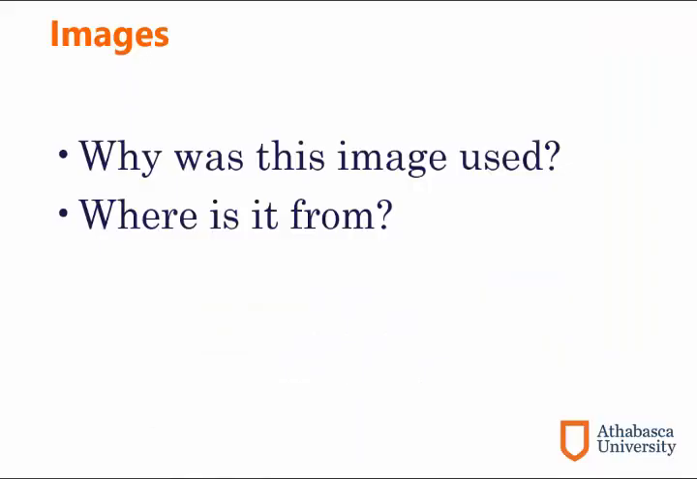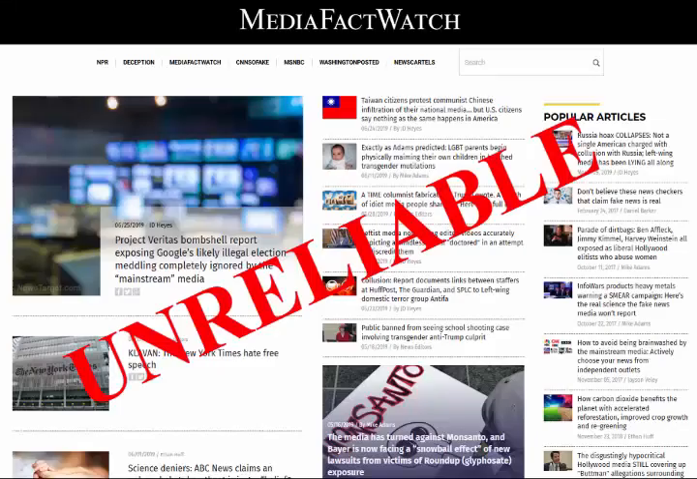When evaluating a site's design, it's important to think about why an image may have been chosen to illustrate a story, as well as the source of the image, as these often tell you a lot about the purpose and reliability of the information presented in the text. Given the evidence presented within the site and by other reliable outside sources, it would appear that the purpose of Media FactWatch is not to actually fact-check news stories, but to discredit reputable news sources and to promote a highly biased political agenda.